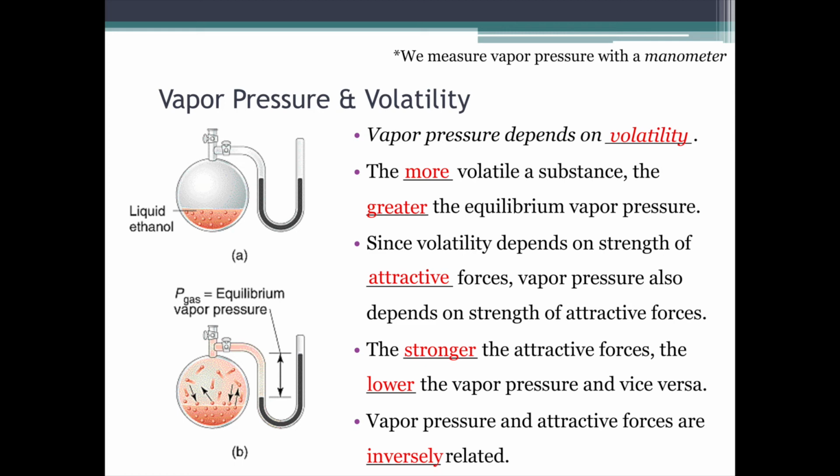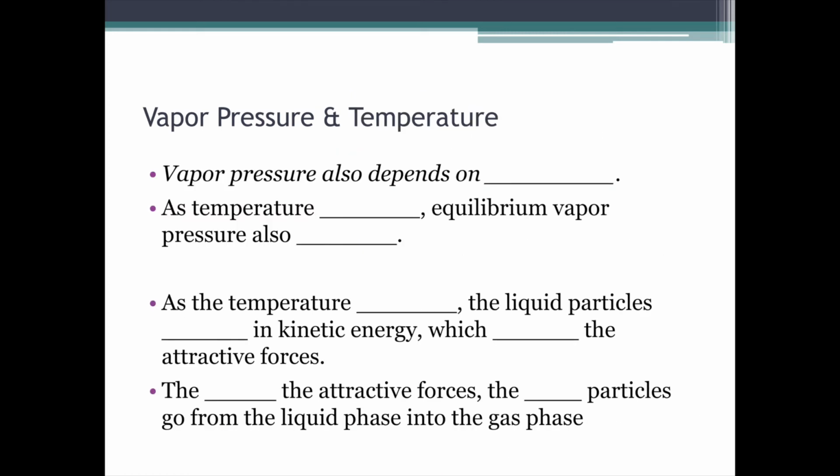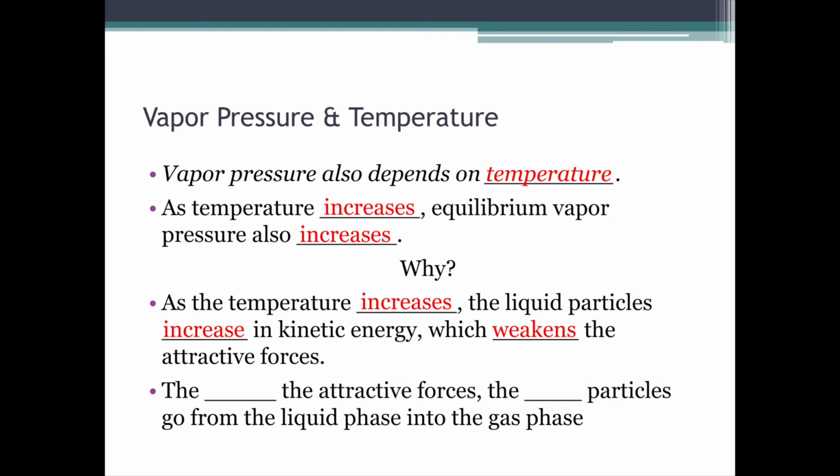Now, volatility isn't the only relationship I have to worry about. Vapor pressure also depends on temperature. As temperature increases, equilibrium vapor pressure will also increase. Now, why does this happen? As the temperature increases, the liquid particles increase in kinetic energy. Now, if I have more kinetic energy, I am able to weaken the attractive forces. It's a matter of time.